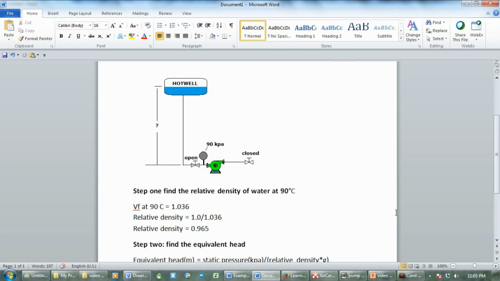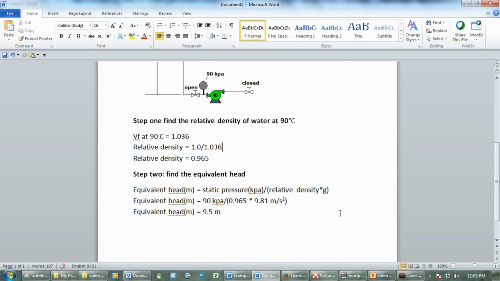From the diagram, we can see with the discharge valve closed and the suction valve open that the pressure on the suction pressure gauge is due to the static head of the liquid in the suction line. So step 1, we find the relative density of water at 90 degrees C, and from steam table 2, we find vf at 90 degrees C is 1.036. Relative density equals 1 divided by the specific volume, which is 1.036. Relative density is 0.965.